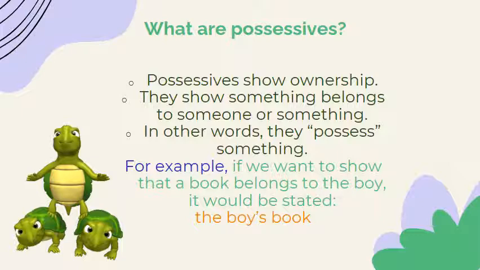Example, if you want to show that a book belongs to the boy, so if I want to say that the book on the table is for that boy or for that student, I would say it the boy's book. The boy's book. Other example, the girl's bag. Another example, the teacher's phone. So you see, I want to show that the phone belongs to the teacher, or the bag belongs to the girl, or the book belongs to the boy. So I state it this way. But in order to write the possessives, we have to follow certain rules.